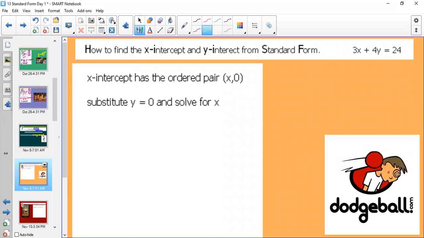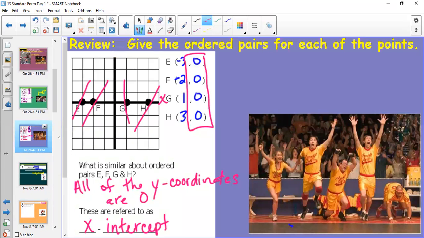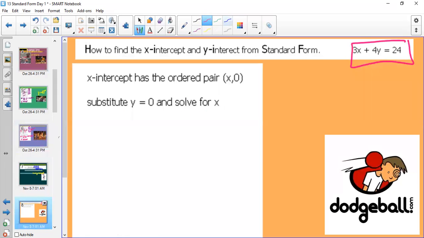Our goal is to graph this equation right here. It's in standard form, ax plus by equals c. So that's our end goal, to be able to graph it. The quickest and easiest way to do this is to find the x-intercept and the y-intercept. So I'm going to go back to our page on x-intercepts. Notice by looking at all of your ordered pairs, they all have a 0 for the y. So if I'm finding the x-intercept, I know that my y has to be 0.